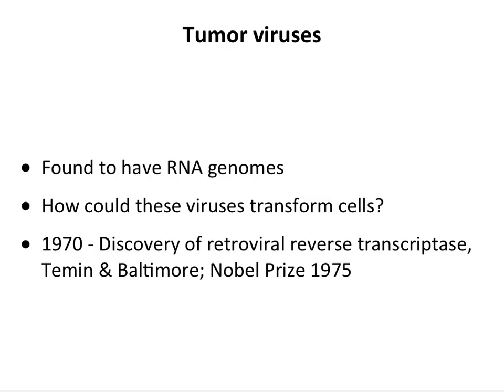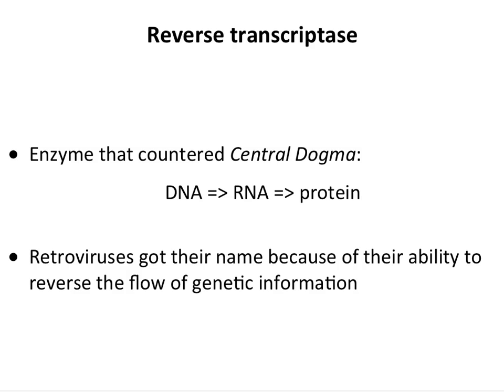It was a puzzle. Well, that was sorted out in 1970 when two independent investigators, Howard Temin at the University of Wisconsin-Madison, and David Baltimore at MIT, discovered reverse transcriptase in the virions of RNA tumor viruses or retroviruses. And they got the Nobel Prize for that 5 years later. So they discovered this enzyme, reverse transcriptase. We have mentioned it before in this course.